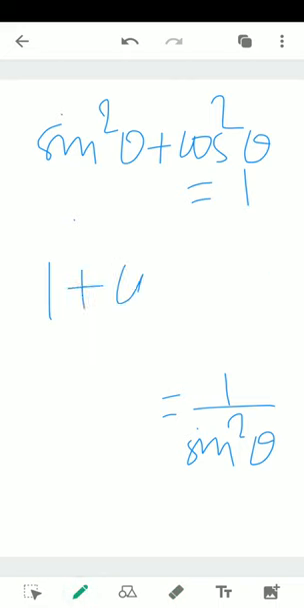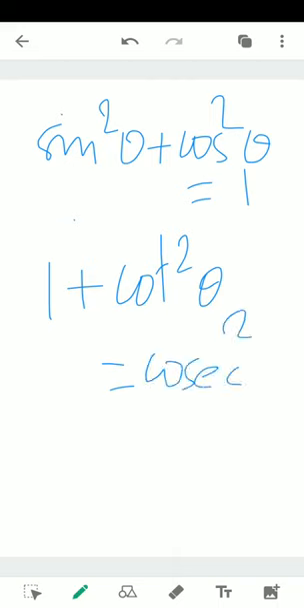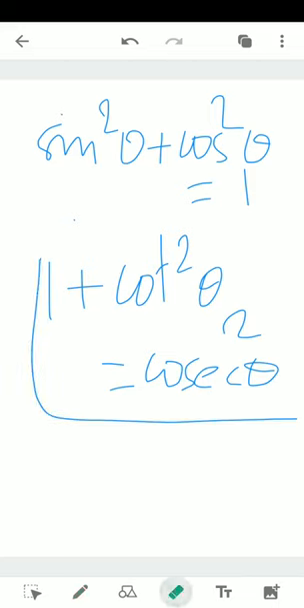If you're not clear, you can ask me, we can discuss it. 1 by sine square theta, if you remember, is nothing but cosec square theta. Okay, cosec square theta. So this is also one of the formulas that you should remember.